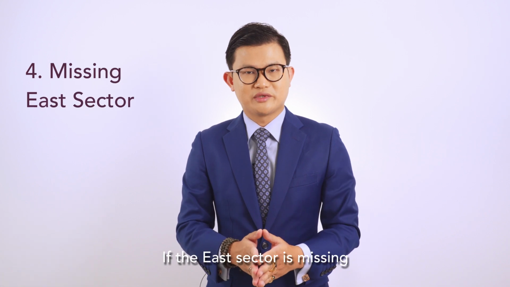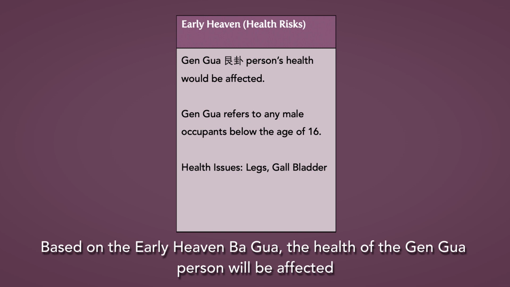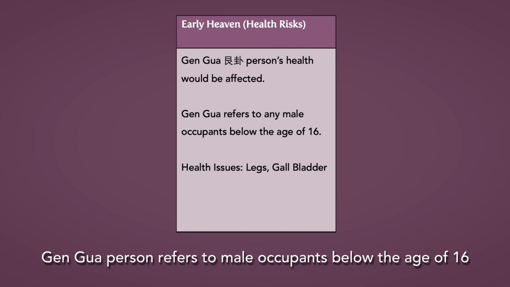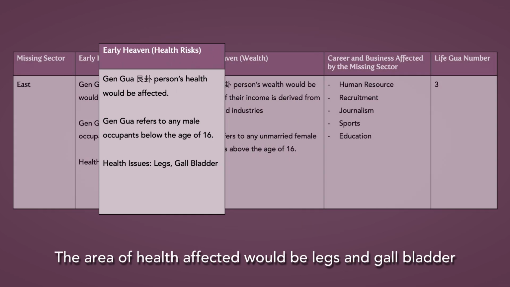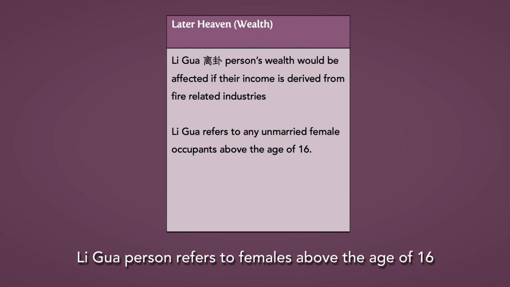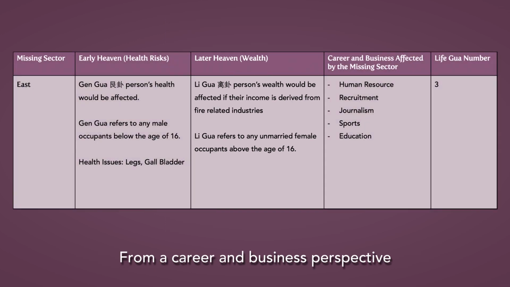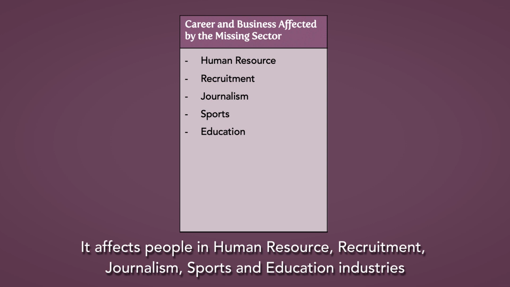If the east sector is missing, based on the Early Heaven Ba Gua, the health of the Geng Gua person will be affected. Geng Gua person refers to male occupants below the age of 16. The area of health affected would be leg and gallbladder. Based on Later Heaven Ba Gua, the wealth of the Li Gua person will be affected. Li Gua person refers to female above the age of 16. From career and business perspective, it affects people in the human resource, recruitment, journalism, sportsman, and education industry.